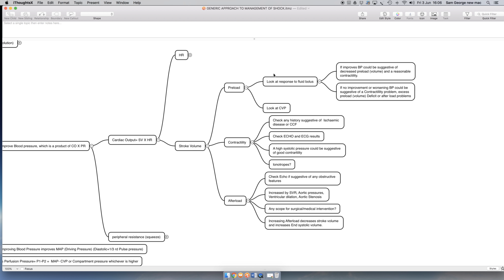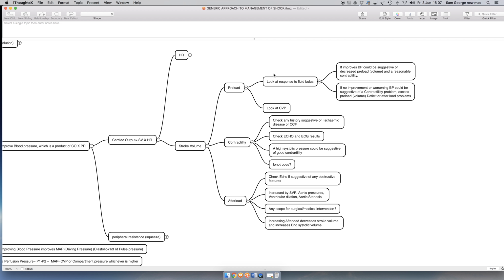Okay. Now, contractility. How would I estimate contractility? Again, do a quick examination. Sometimes, if you're good at examination, you can find S1, S3, you know the patient is in failure. You can hear gallop rhythms or other factors. But if there's any history suggestive of ischemic heart disease or CCF, do not miss it, and try to elicit the functional or exercise tolerance for this patient. Check echo and ECG results if available.